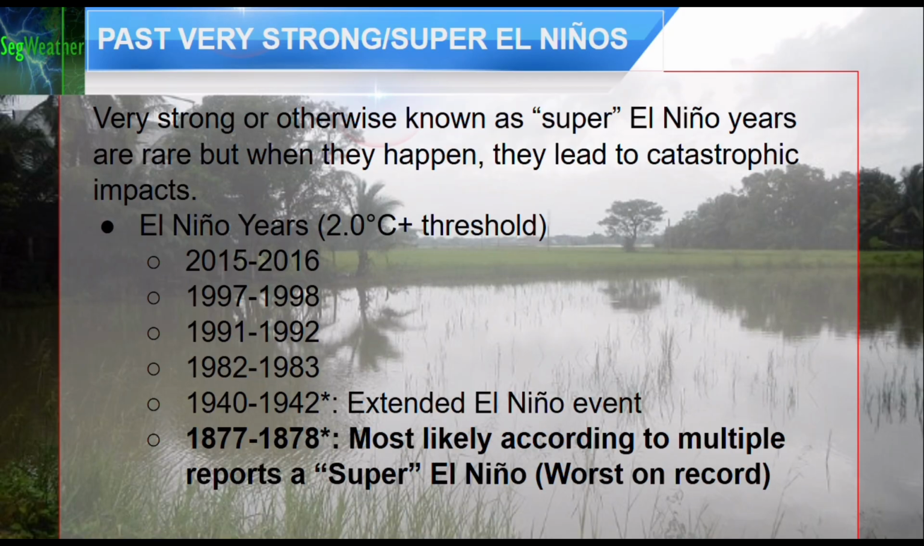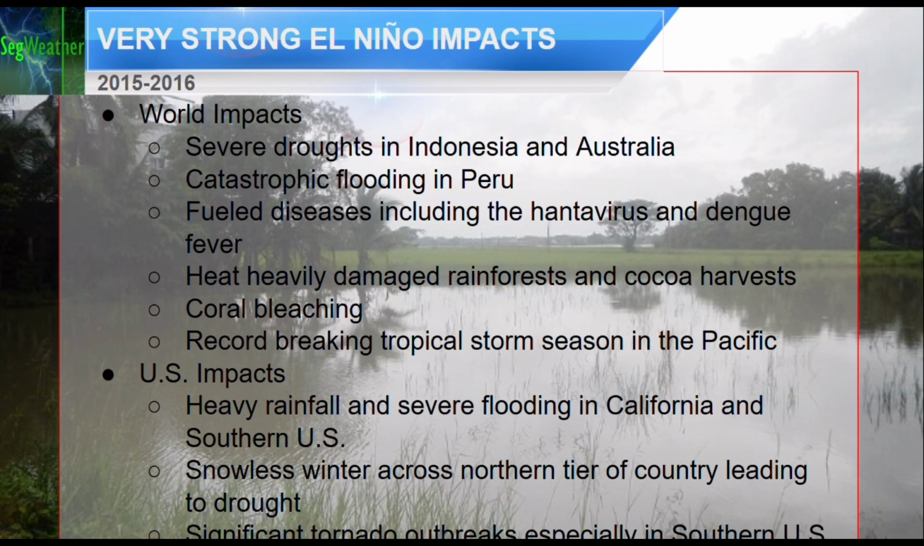And looking back at our past very strong El Ninos, we've had many in the past: the 2015 to 2016 one, 1987 to 1988, and 1991 to 1992. 1982 to 1983, and then our extended event in 1940 to 1942, and then finally the one that a lot of people may not even have heard about, the 1877 to 1878. More on this later, as this is considered one of the worst on record, and for good reason.